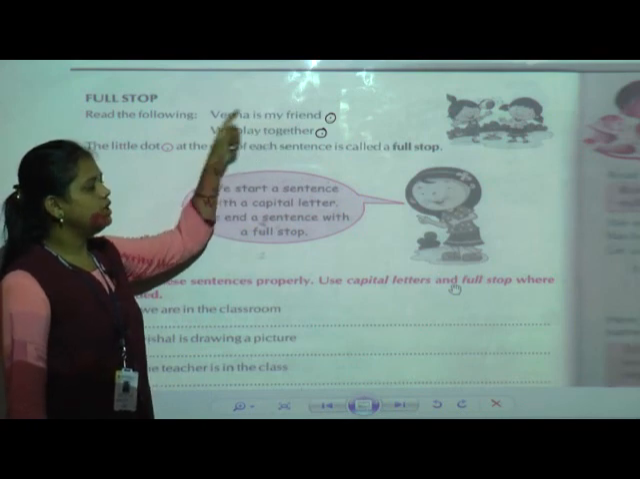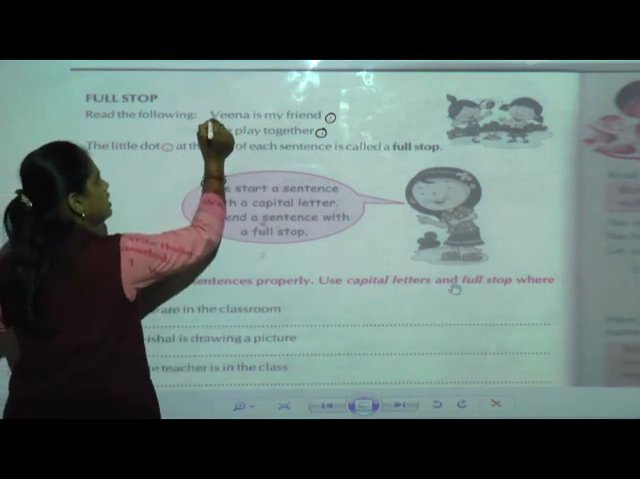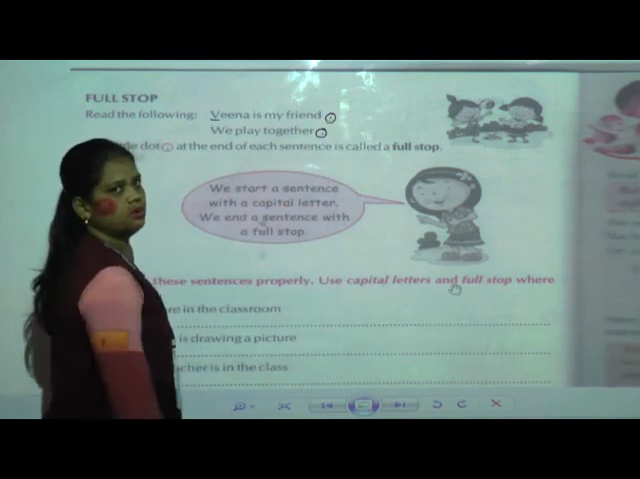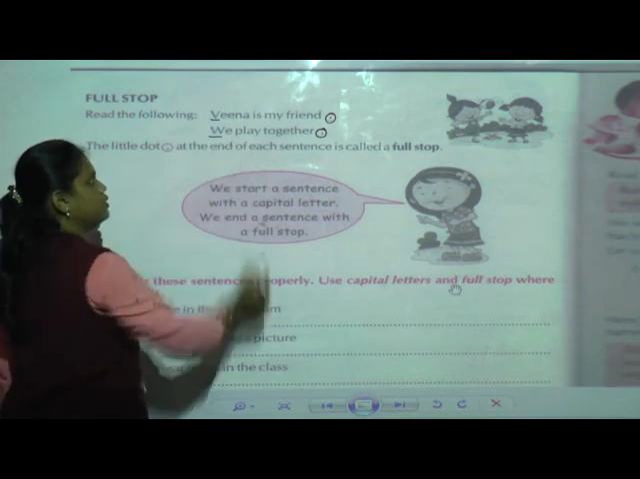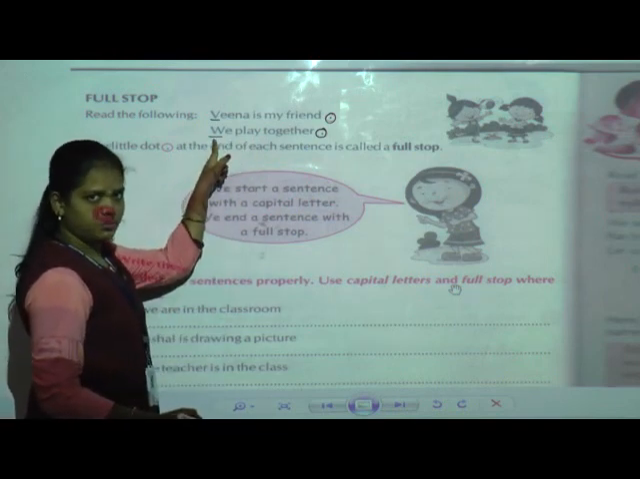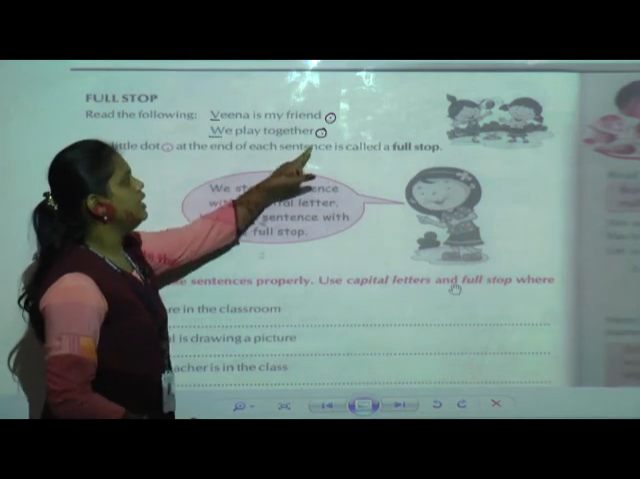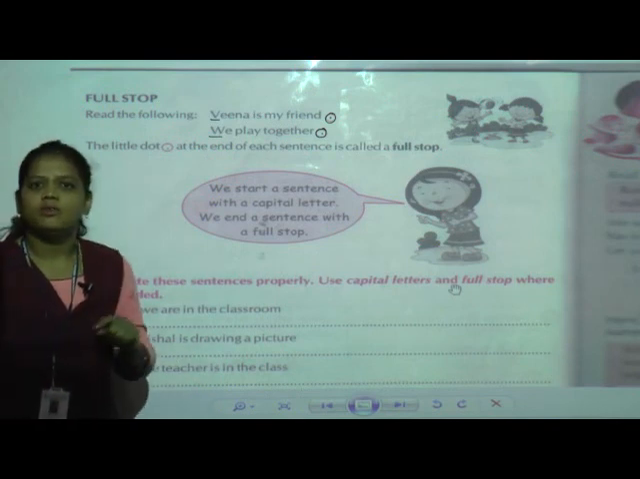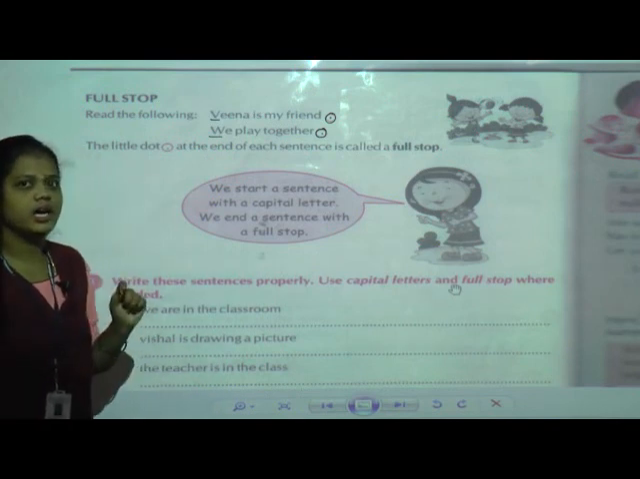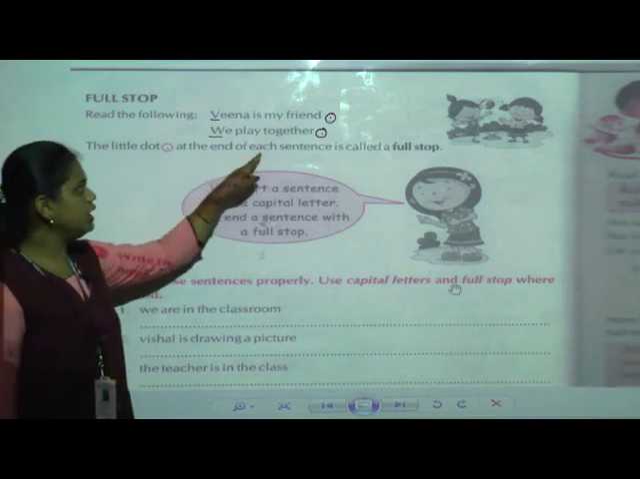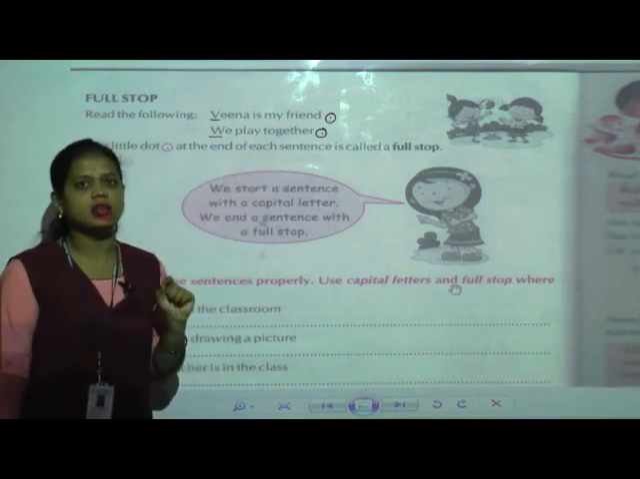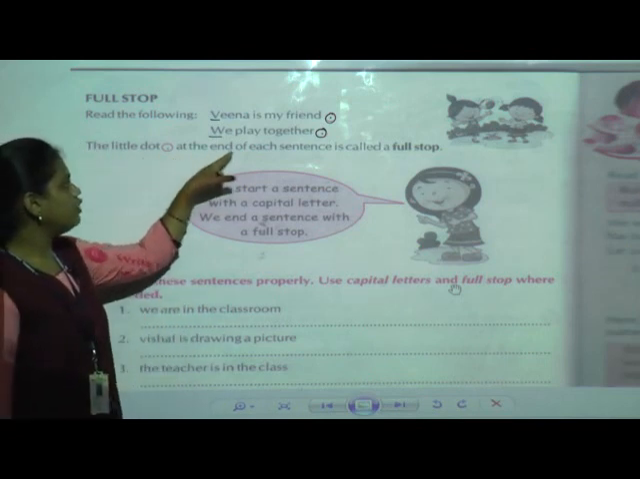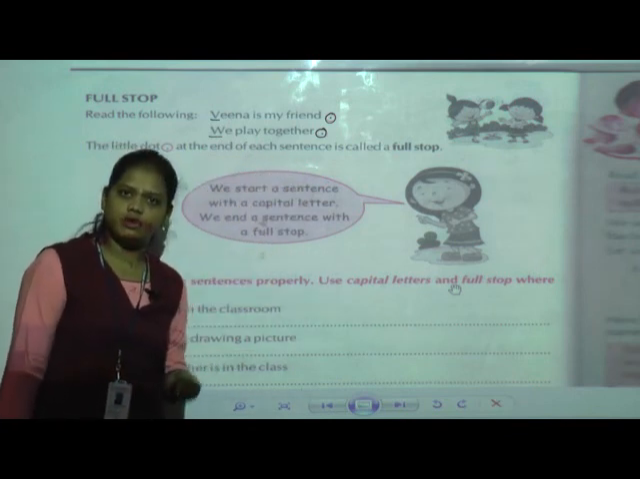Veena is my friend. Here you can see the first letter started with a capital, and after the sentence a full stop is given. Okay. Again you can see the next example also. Here the first letter is beginning with the capital letter and ends with the full stop. Okay. Now full stop means what? A small dot that we put at the end of each sentence is called a full stop.